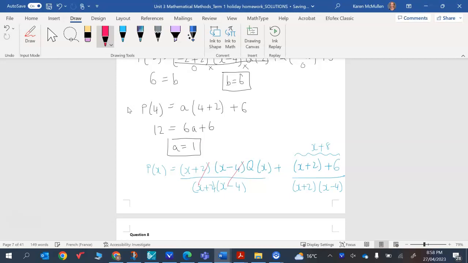And on this side, I've got on my numerator X plus 8. So effectively that is our remainder. So we've got Q of X, which we don't know, but it's some polynomial that's being divided into P of X, another polynomial. And then our remainder is X plus 8.